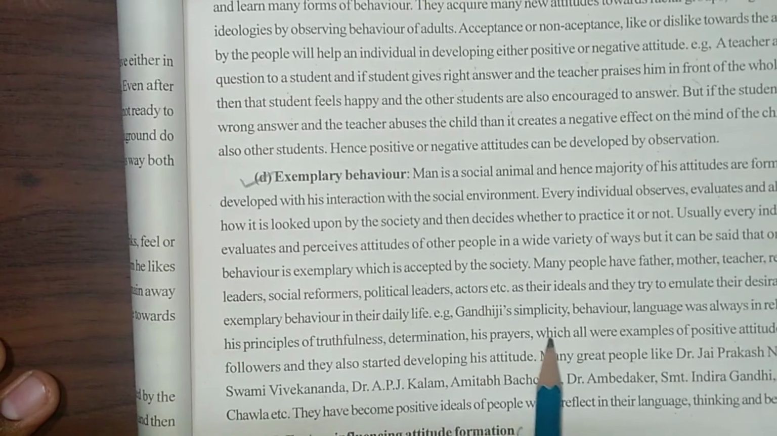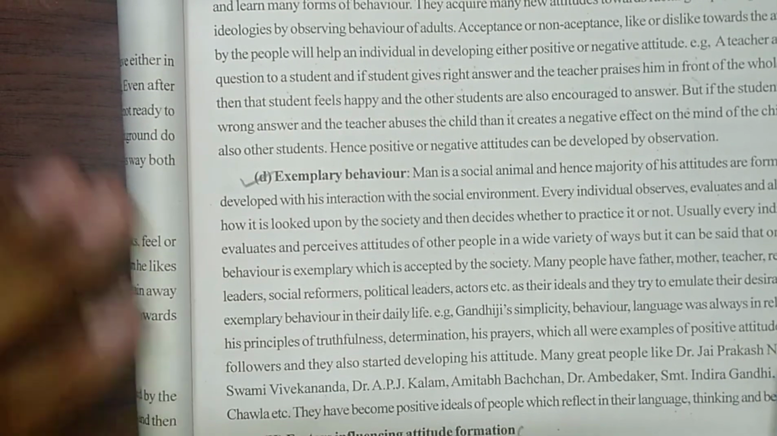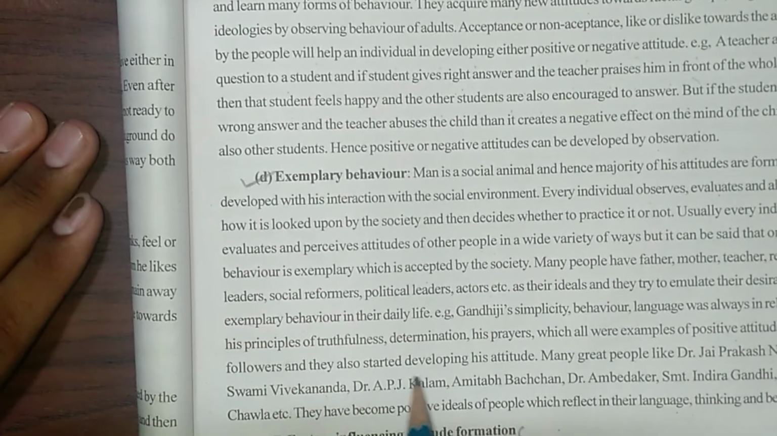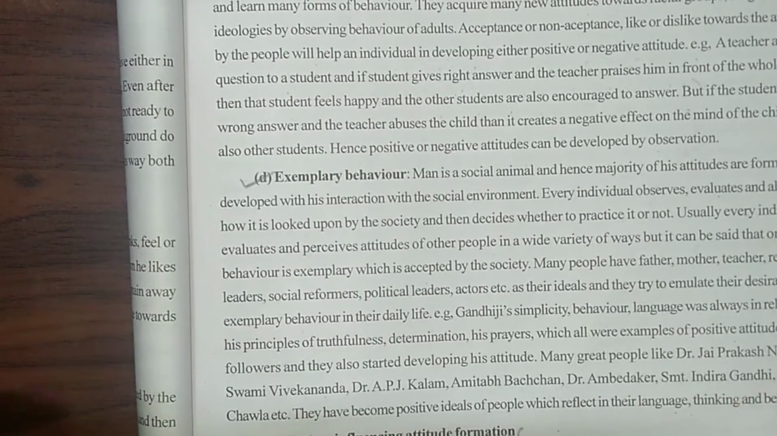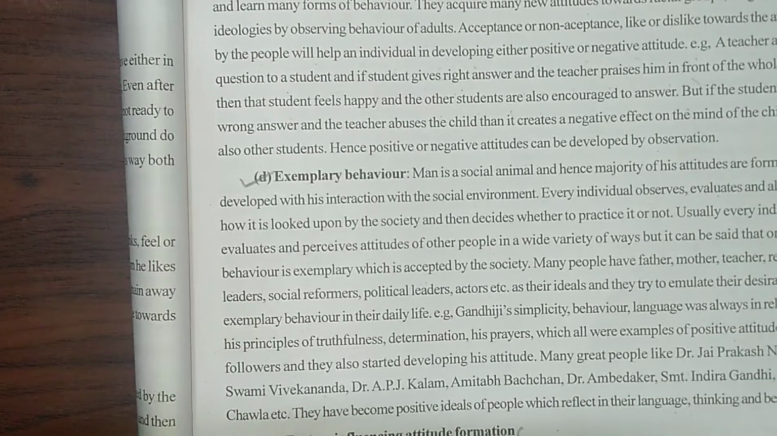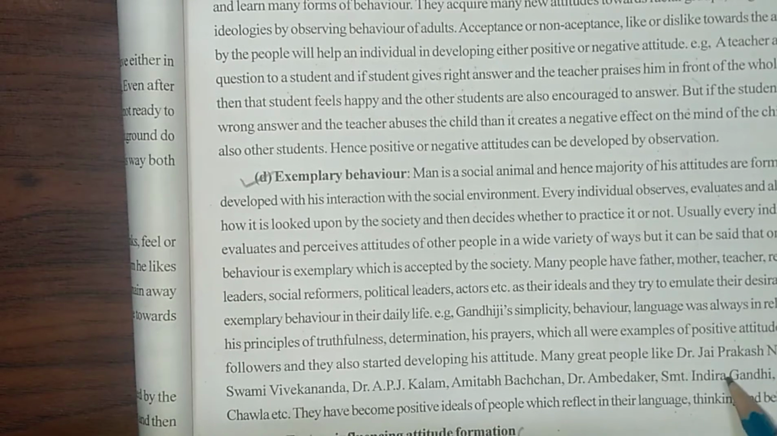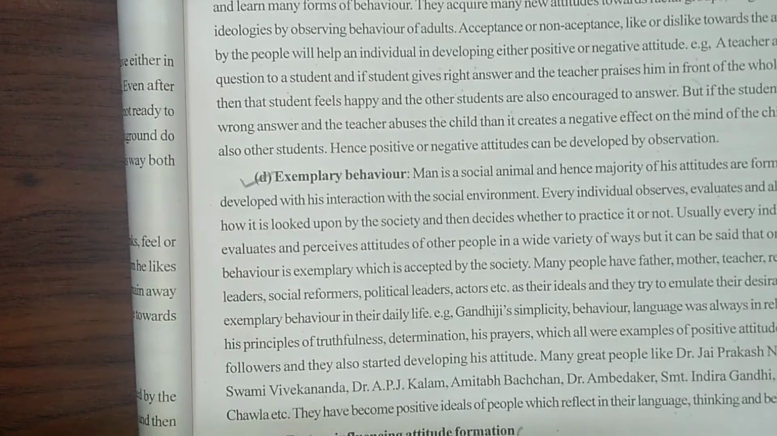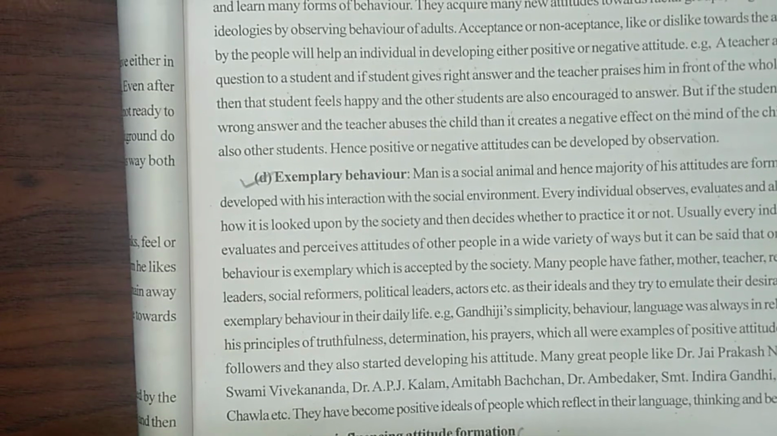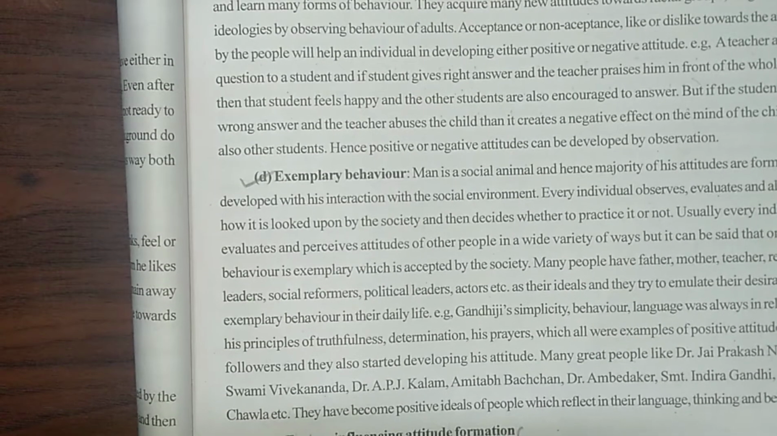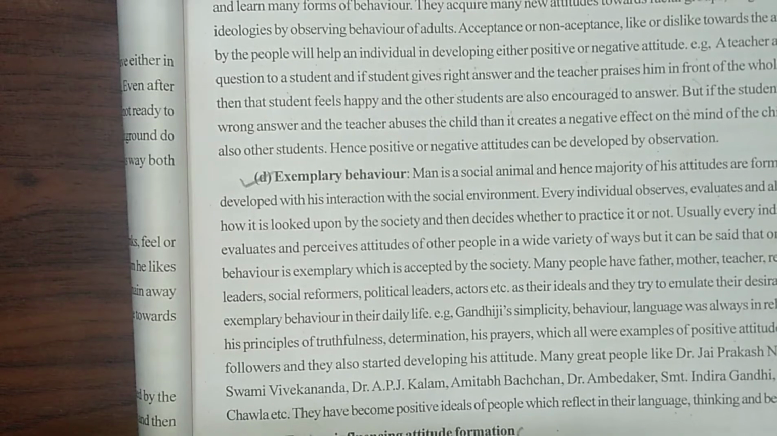For example, Gandhiji's simplicity, his language, was always in relation to his principles of truthfulness, determination, and his prayers, which were all examples of positive attitude for his followers, and they also started developing his attitude. So many people like Dr. Jayaprakash Narayan, Swami Vivekananda, Dr. APJ Abdul Kalam, Amitabh Bachchan, Dr. Ambedkar, Smt. Indira Gandhi, Kalpana Chawla, etc., have become positive ideals of the people, which reflect in their language, thinking, and behavior.